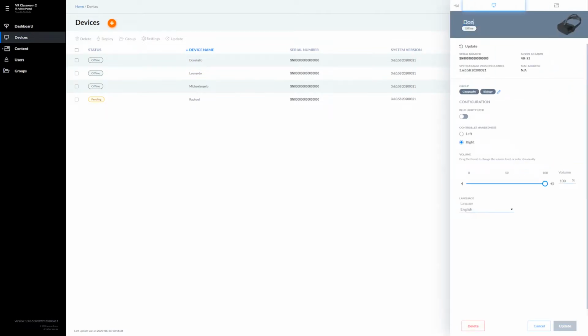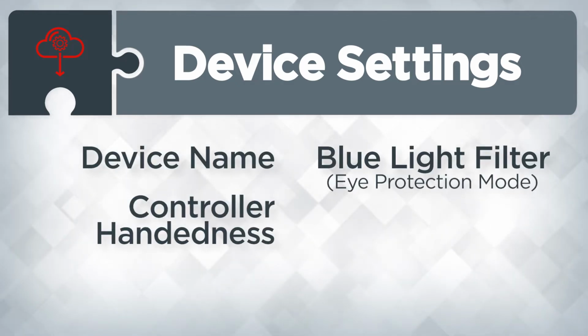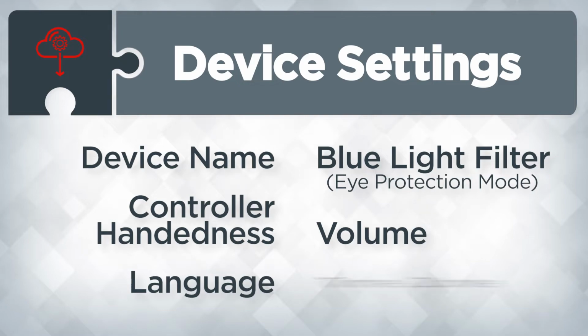Modify the device settings you wish to edit and click the Update button on the bottom of the device menu to apply the changes. Device settings that can be changed using the portal include device name, blue light filter, controller handedness, volume, system language, and time zone.